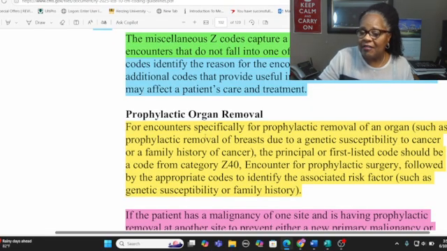The patient does not have any type of malignancy, but there may be a family history of it. So to be on the safe side, the patient has chosen to go ahead and have those organs removed so that there is not a chance in the future of that malignancy coming on them. Then in that case, Z40, encounter for prophylactic surgery, followed by an appropriate code to identify the associated risk factor. I'd also use an additional code that says genetic susceptibility or family history.